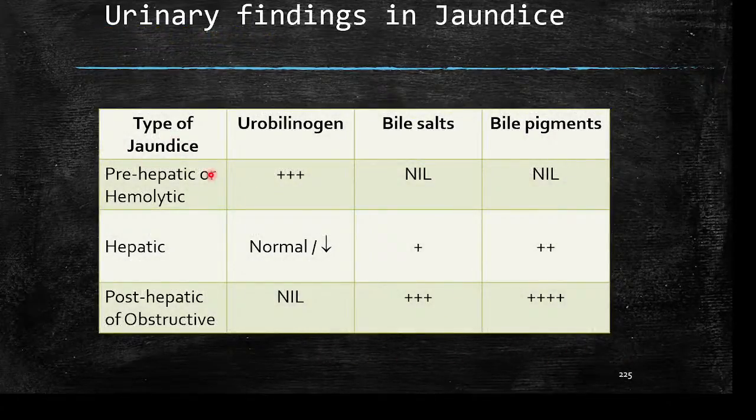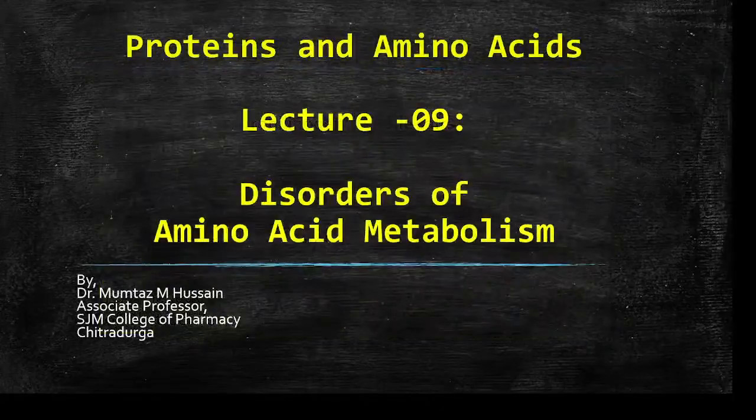Okay, so in case of prehepatic jaundice, urobilinogen will be more. Sorry, in hepatic jaundice, bile pigments and bile salts will be present. In post-hepatic or obstructive jaundice, bile salts and bile pigments will be present in a very high concentration. Okay.